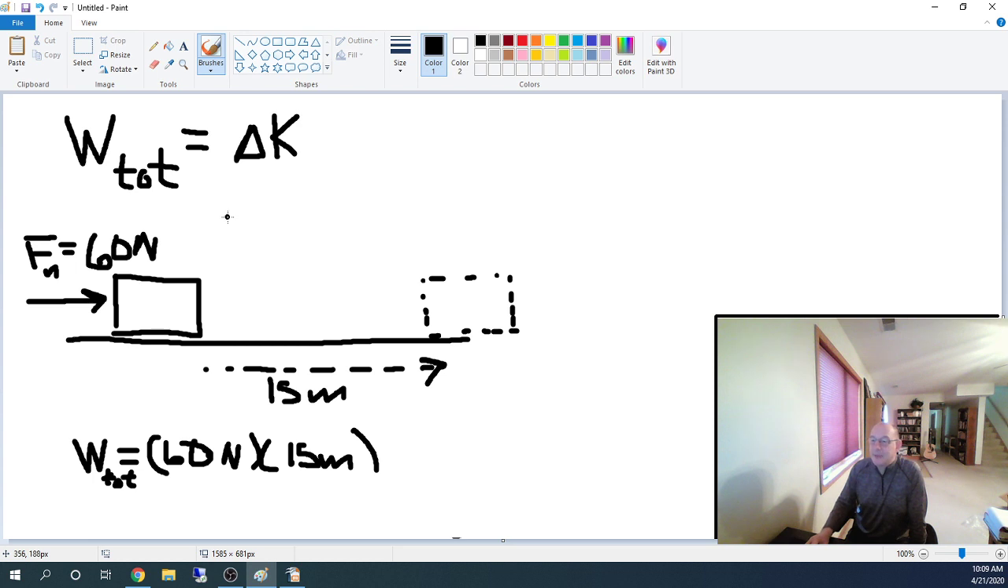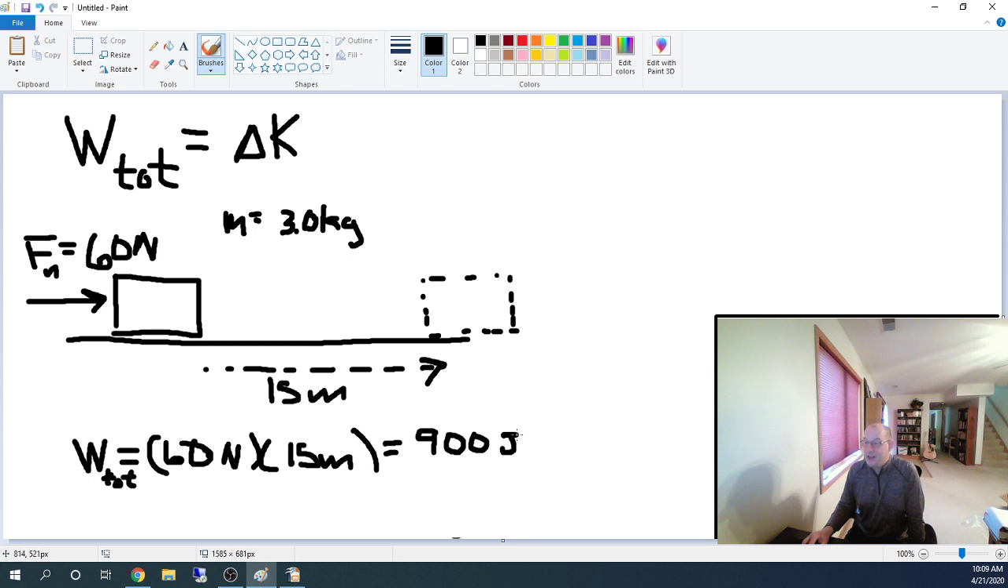Oh yeah, and they said up here the mass of this thing was, I'm going to guess, I think it was 3 or 30 or something like that kilograms. I don't remember the exact number they gave. And that tripped some folks up. They thought they had to use the 3 kilograms or the mass or whatever it is, but you don't. You just get 60 times 15, you get 900 joules here.